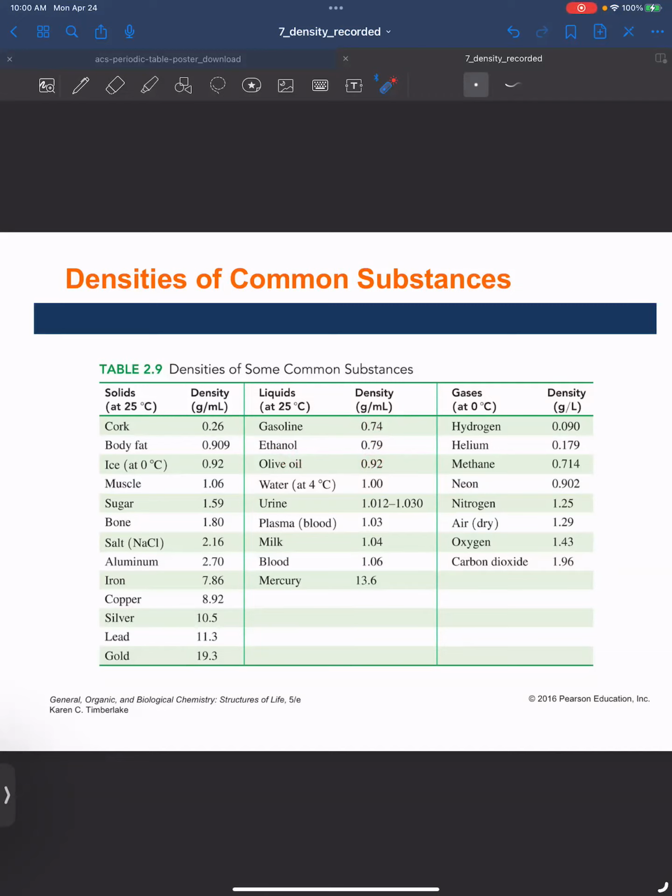You'll also notice here some densities of gases, but just note that the units are different: grams per liter as opposed to grams per milliliter. And the temperature at which we record the density also impacts that value. For solids and liquids, these measurements were done at 25 degrees Celsius, whereas gases are at 0 degrees Celsius.